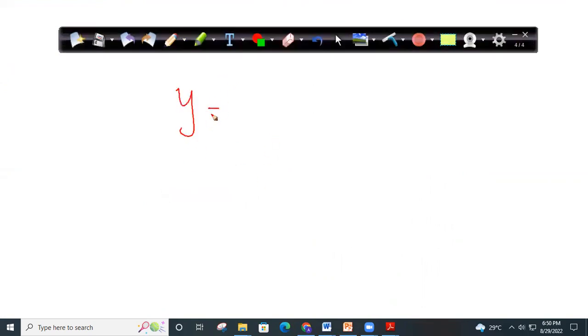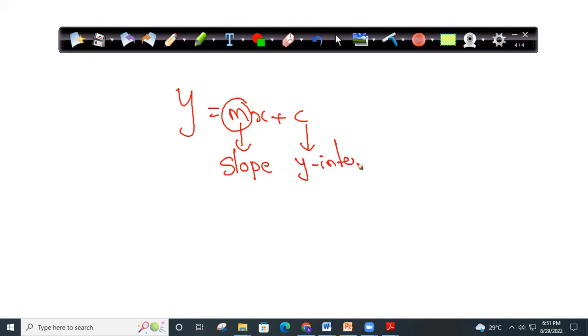Now, what is the standard form of the equation of a line? The standard form of the equation of a line is y = mx + c, where m is the slope and c is the y-intercept. Correct, right? m is the slope and c is the y-intercept.